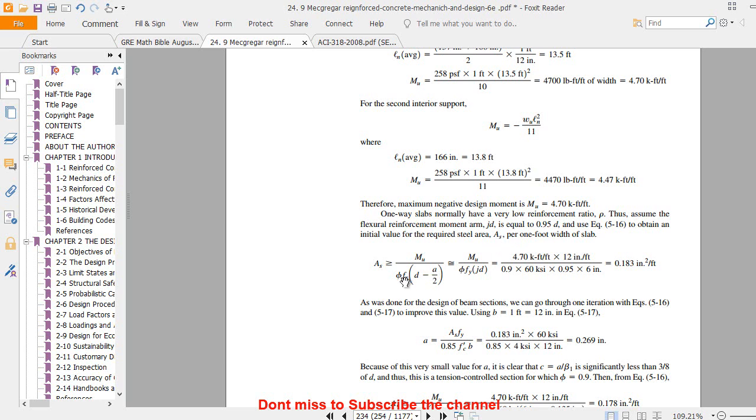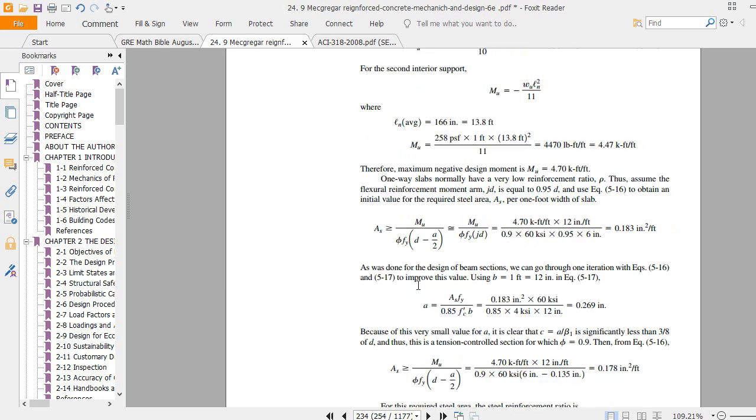In this procedure, d minus a over 2 is the lever arm, denoted by jd, and remember that the lever arm jd can be taken as 0.92 to 0.95 times d. So this value is replaced by 0.95d, and d is 6 inch. Do the calculation by yourself. You get 0.183 inch squared per feet.